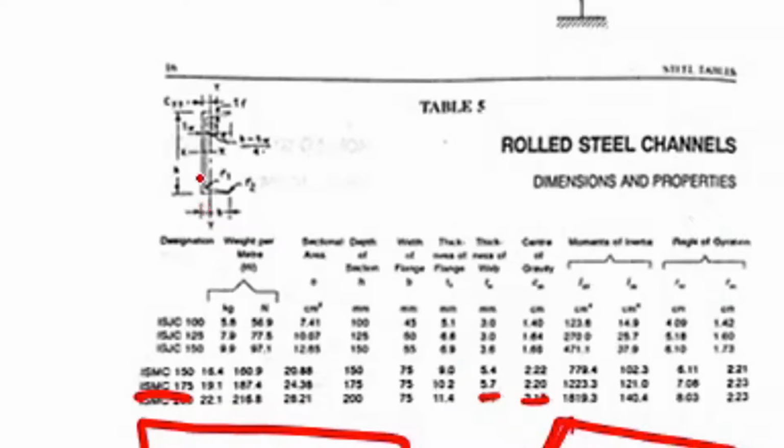So if you go back here, IXX is at the mid of the depth, but IYY is at a distance of CYY from this corner. Center of gravity CYY is 2.2 centimeter, and moment of inertia about X is 1223.3 centimeter to the power 4, and moment of inertia about Y is 121 centimeter to the power 4. Radius of gyration about XX is 7.08 centimeter, and radius of gyration about YY is 2.23 centimeter.